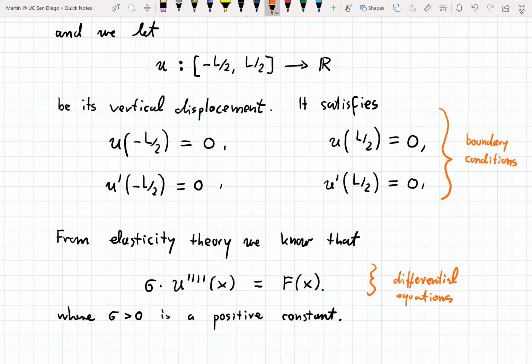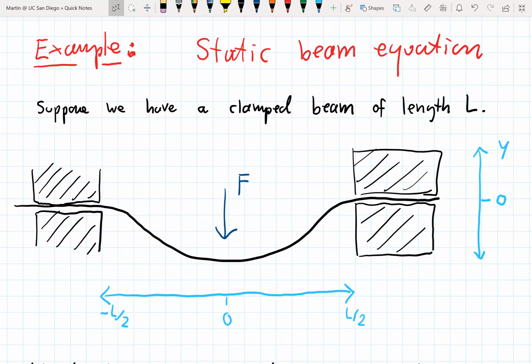So that's a very simple example of what differential equations might appear in structural engineering or in elasticity theory. The boundary conditions are already indicated here in this picture. Namely, the vertical displacement along the walls is zero. The beam stays fixed there. There's no vertical movement. And as indicated here, also the derivative of the vertical displacement is zero towards the boundary. Within the walls, we assume that the beam is horizontally flat, and this also extends to some degree to the area between the walls.